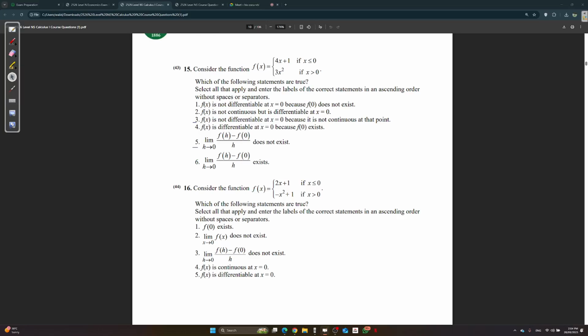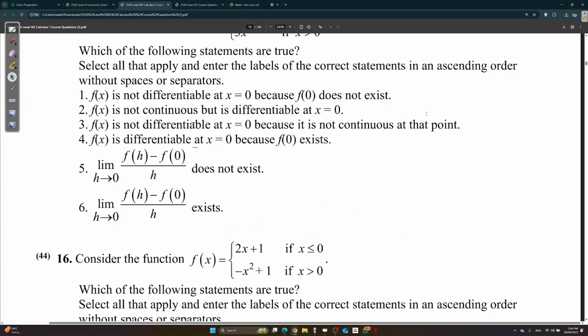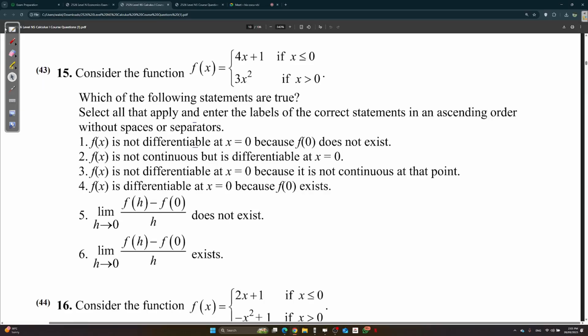Number 1. F of x is not differentiable. Let me zoom in a bit because it's too far when I'm kind of blind. Okay. 3 and 5 are the correct answers. F of x is 4x plus 1 if x is less than or equal to 0, and 3x squared if it's greater than 0. Which is true. F of x is not differentiable at x equals 0 because f of 0 does not exist. Does f of 0 not exist? Take a look. F of 0 means you substitute x where? Here, because this is x less than or equal to 0. Substitute, you get 1.